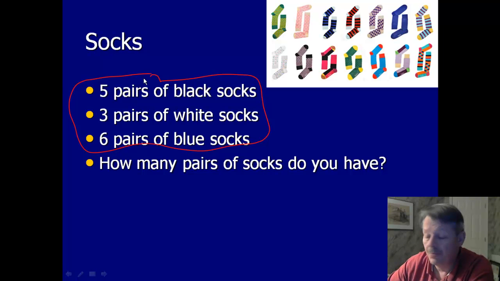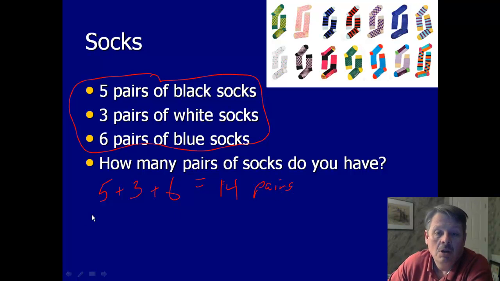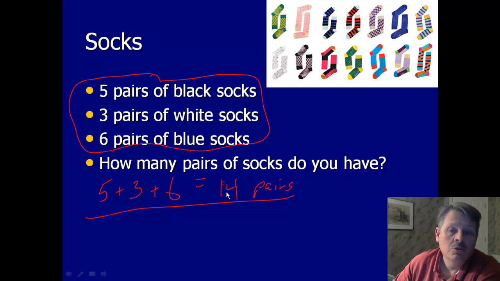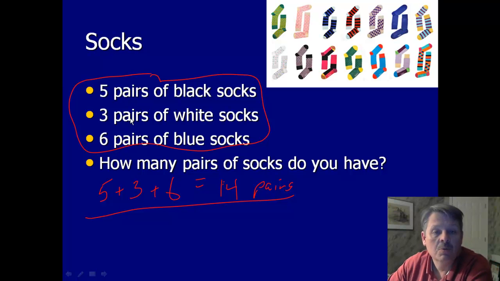Okay, well that was simple. So what you said was I had 5 pairs of black socks, and 3 pairs of white socks, and 6 pairs of blue socks, and that gives me a total of 14 pairs of socks. That's easy. All you did was add them up. Or if I told you you had 14 pairs and 5 were black and 3 were white, and said how many blue pairs, you could figure out the 6 by subtraction.